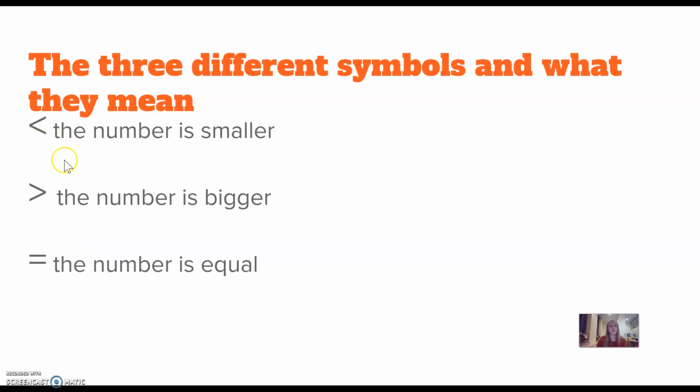This arrow right here is facing to the left side. That means the number being compared is smaller, less than. This one facing to the right means the number is bigger. The number is greater than.